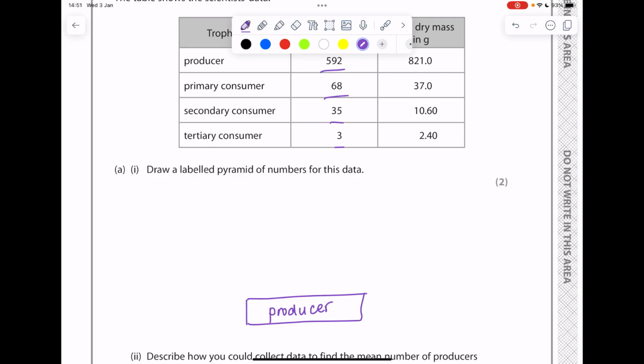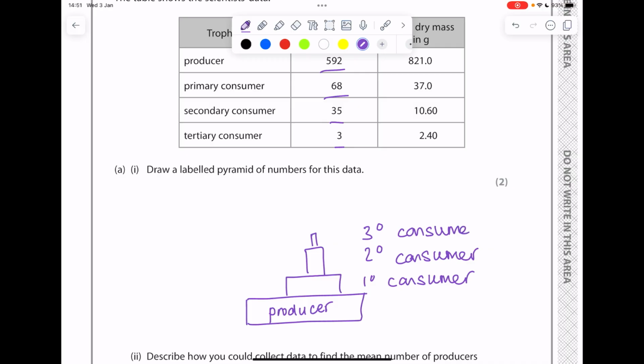Then we go up to the primary consumer, followed by, can't really fit that in, so I'm going to write it there, followed by the secondary consumer. And then a very skinny tertiary consumer. Obviously, feel free to write that out in words.